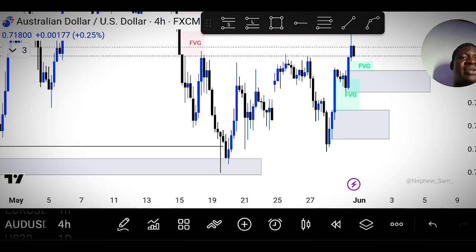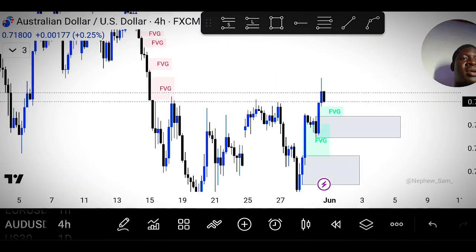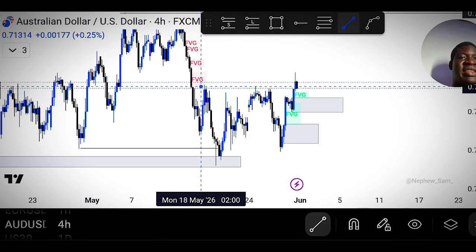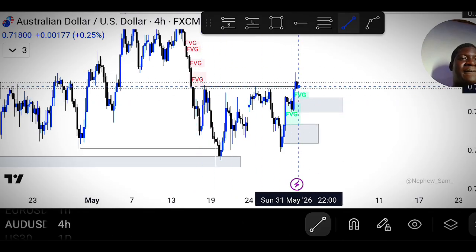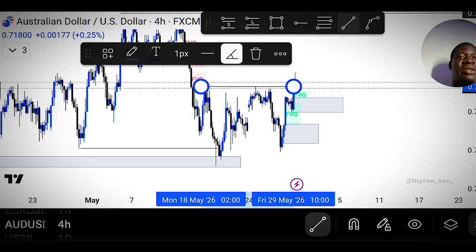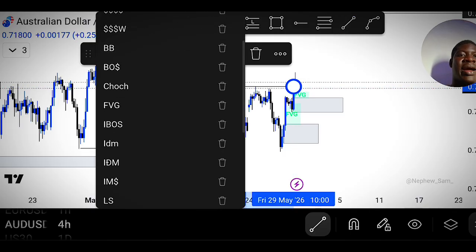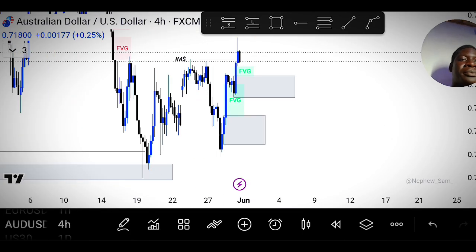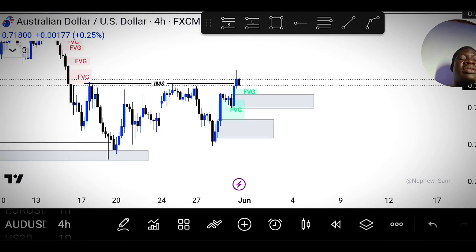Immediately the market tapped the 4 hour order block. Boom, to the upside. That's also our IMS, the internal market structure shift. So that is it, guys. GBP USD, we are bullish. Euro USD, we are bullish.